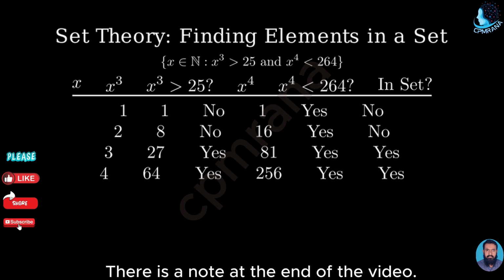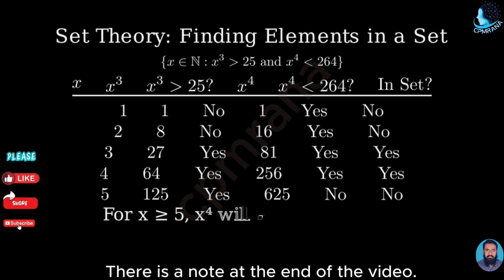Finally, let's try x equals 5. 5 cubed is 125, which is greater than 25. However, 5 to the fourth is 625, which is greater than 264. Therefore, 5 is not in our set.